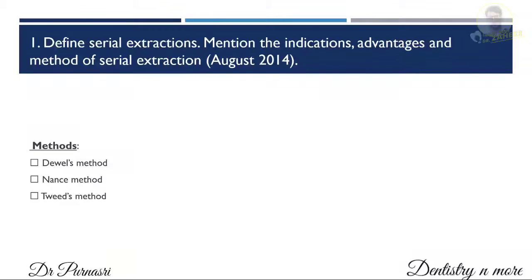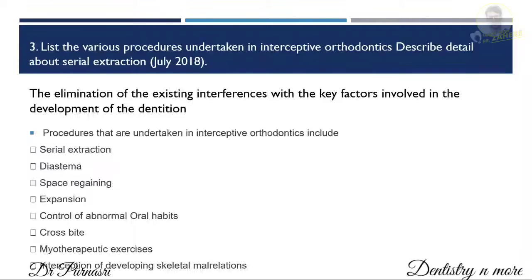Then the methods, we have the Dewel, Nance and the Tweed method. So you have to explain about these, the sequence of extractions in each of the methods. And if the question is just about serial extraction, you can write about the contraindications and the disadvantages of it also. The next question is, list the various procedures undertaken in interceptive orthodontics.